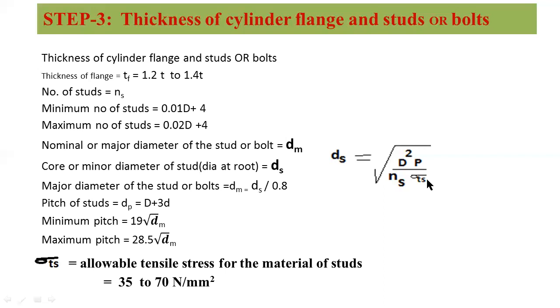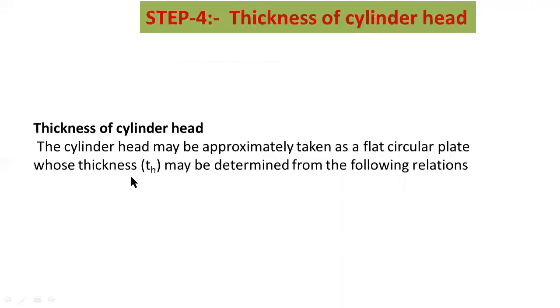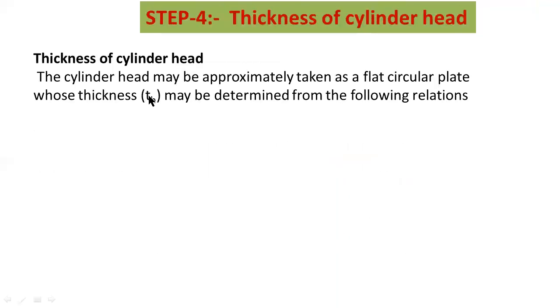If the value of this tensile stress is not given in our problem, then you can consider sigma_ts equal to 35 to 70 megapascal. This is the approximate value for bolt materials. And this is the last step for design of engine cylinders. Here step 4 is the thickness of cylinder head.